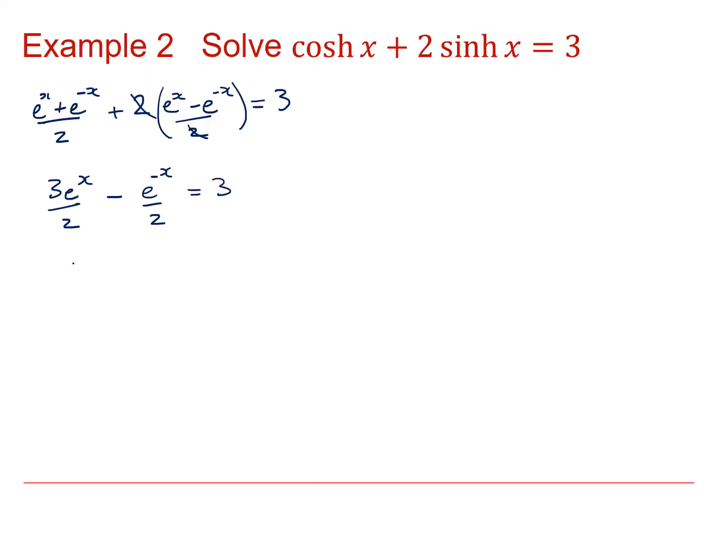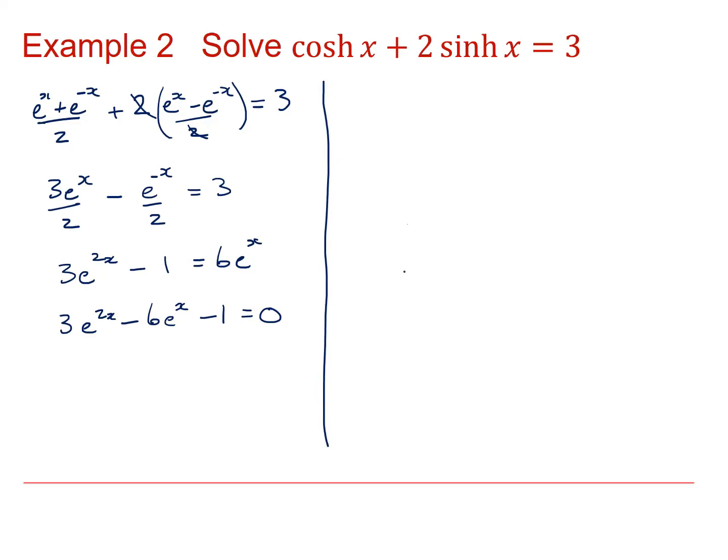Multiply through by 2 and e to the x, and I'm going to get 3 e to the 2x minus 1 is equal to 6 e to the x. And rearrange, I get 3 e to the 2x minus 6 e to the x minus 1 equals 0. Now again, I could use a variety of techniques to solve this. This one actually is probably better with the formula, and I'm just going to give you the result here. So this is going to be e to the x is equal to 1 plus or minus 2 root 3 over 3.